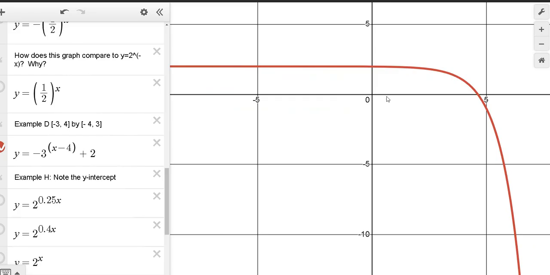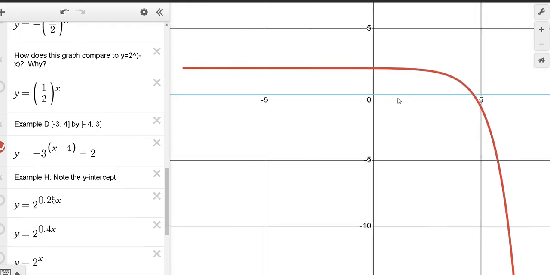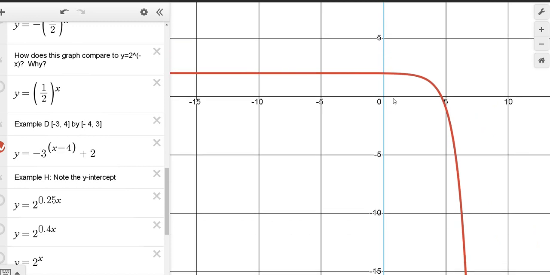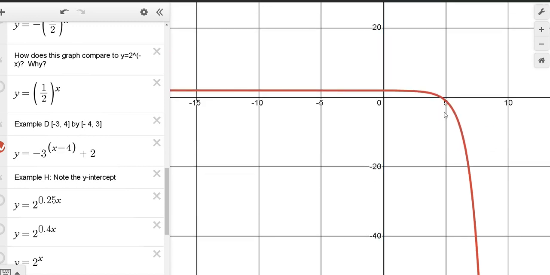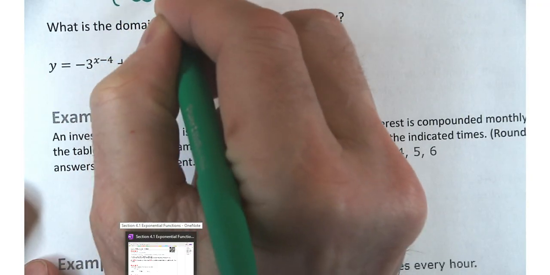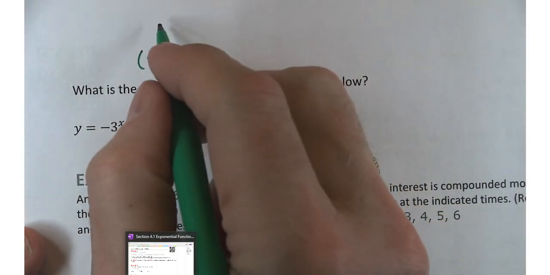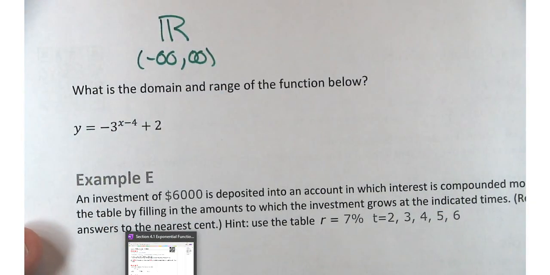As far as the domain is concerned, the domain is just your x values. This graph, even though it's trending down towards negative infinity pretty steeply, does eventually get out towards positive infinity in the x direction and negative infinity in the other x direction. So its domain is negative infinity to infinity. What's the alternative notation I have for this? Script R.